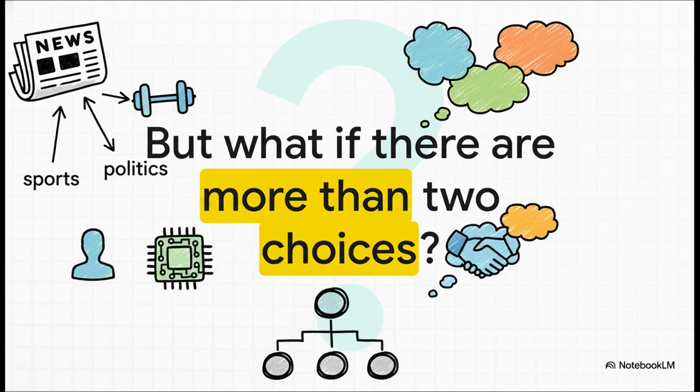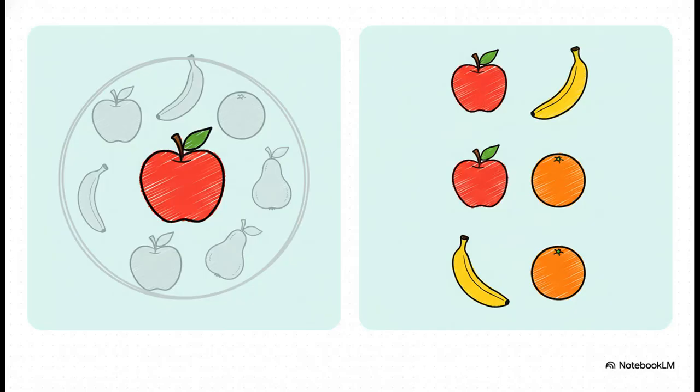Okay, so that's great for yes or no questions. But life is usually more complicated than that. What if you're not just sorting spam? What if you're trying to categorize a news article as sports, politics, entertainment, or technology? How do you handle that? Well, we get clever with our strategies.